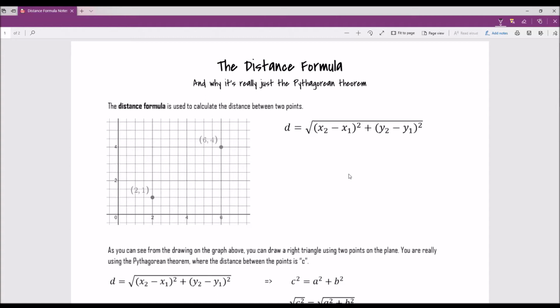Welcome students, and we are going to be looking at the distance formula today and why it's really just the Pythagorean theorem. I've got 2 points here on the plane, the point (2, 1) and the point (6, 4), and I want to find the distance between them.